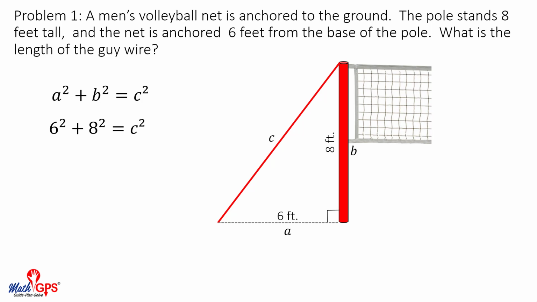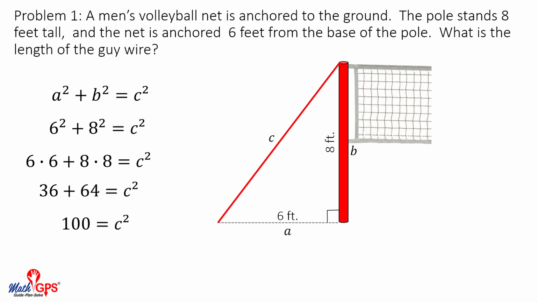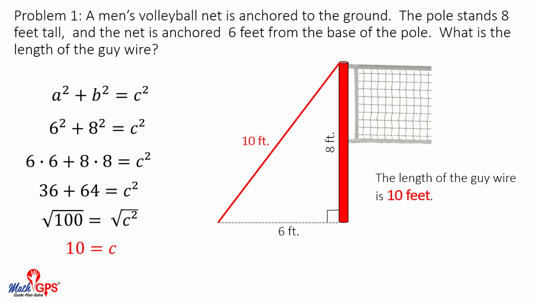Substitute the lengths that are identified in the story. Now square the substituted values. 6 times 6 equals 36. 8 times 8 equals 64. Add. 36 plus 64 equals 100. Determine the square root of each side of the equation. The positive square root of 100 equals 10. The length of the guy wire is 10 feet.